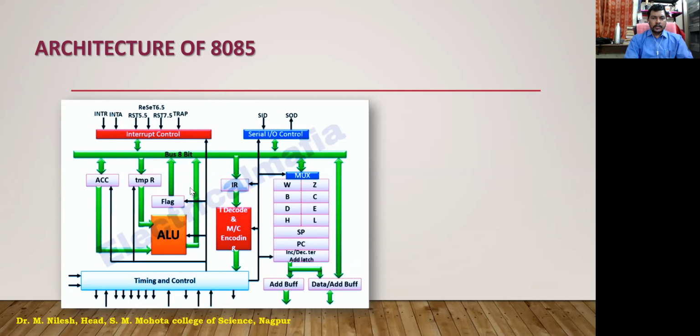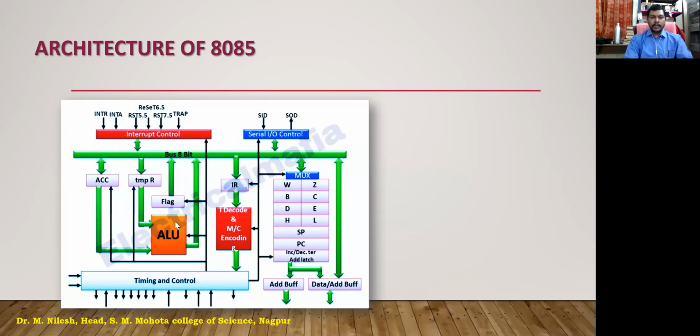Again, one of the data should be in the accumulator. The other data can be taken from either memory or the general purpose registers, and it has to be stored in the temporary register. So when we have arithmetic and logical operations, one data is in the accumulator and the other data is in the temporary register.